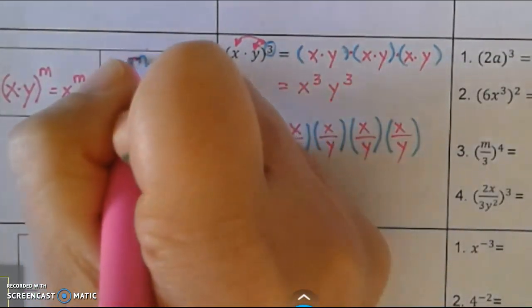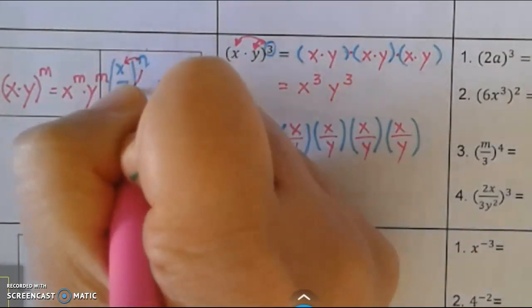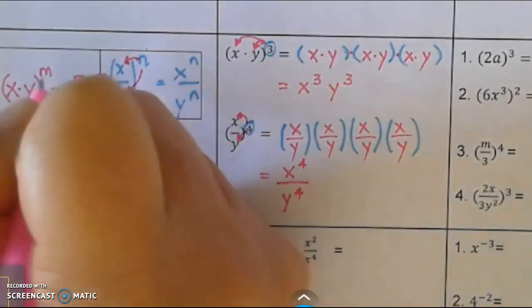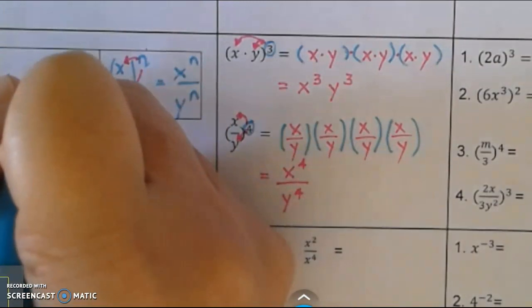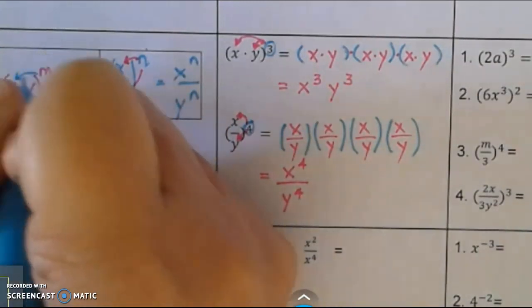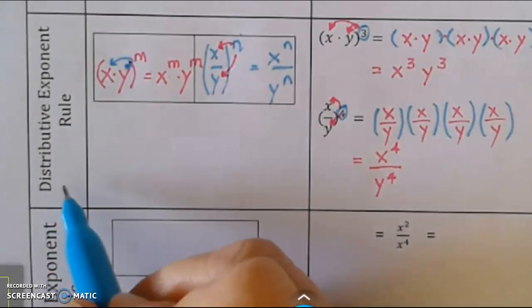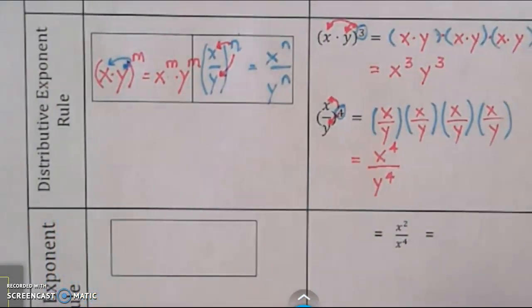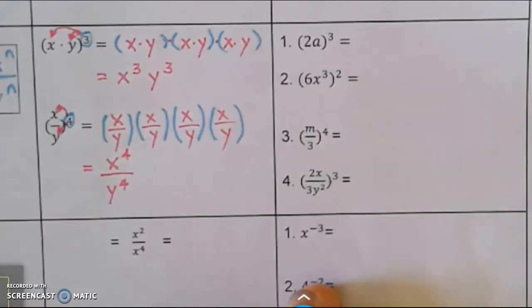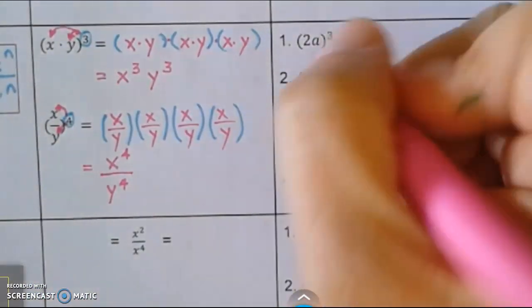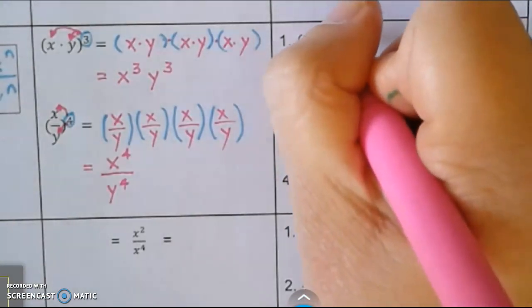Almost as if this n was distributed to both numerator and denominator, and likewise here the m was distributed to both x and y here. So that's why it is called the distributive exponent rule. And then let's do some examples. You can pause the video and try to do these examples yourself. Okay, let's go through it together.